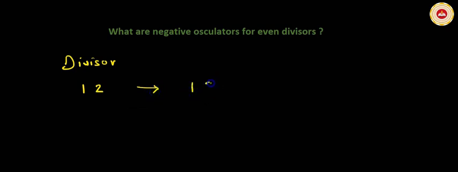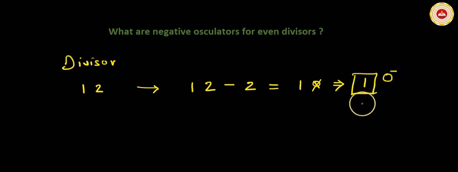See, write this 12 and subtract twice a kanon from 12. That means subtract 2 from this 12. You get 10. Neglect this 0 and write 1. This 1 is negative osculator for given divisor 12.